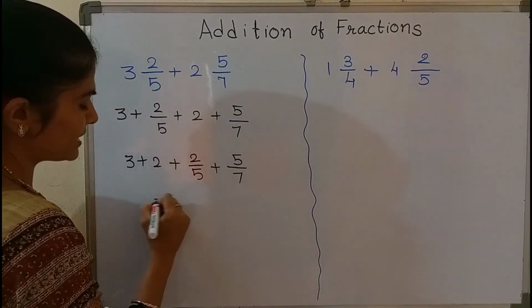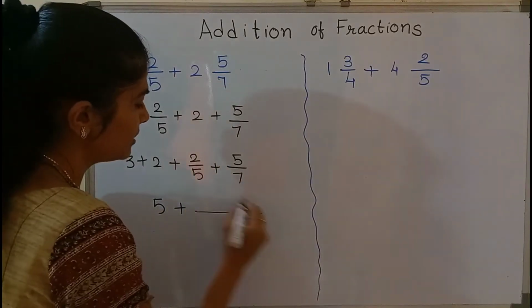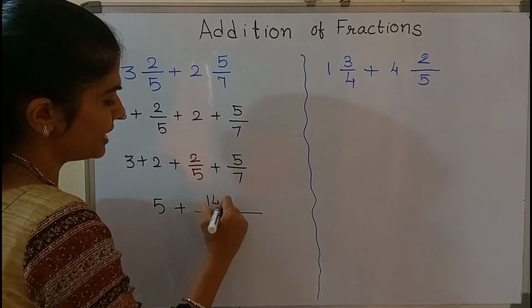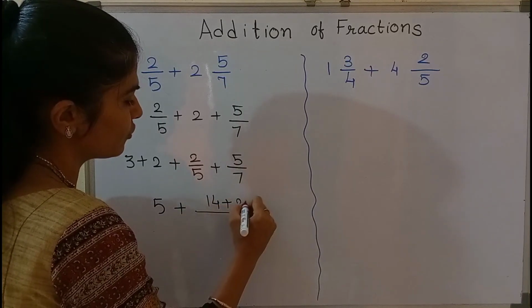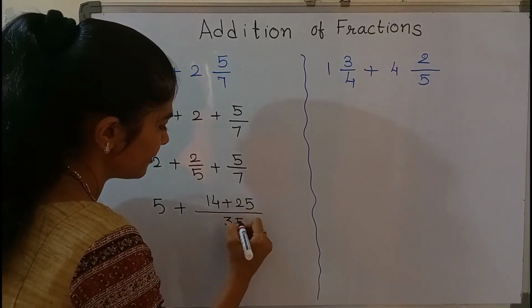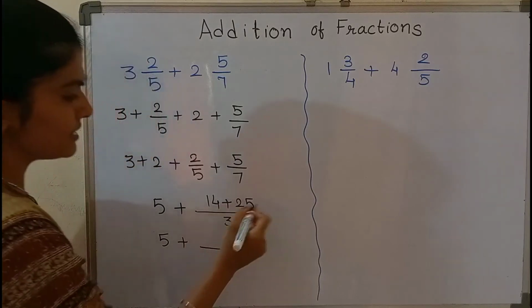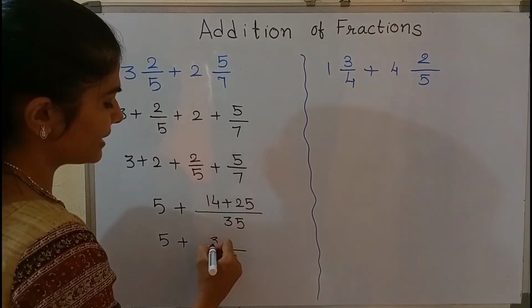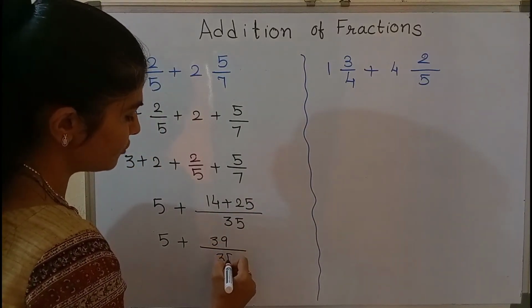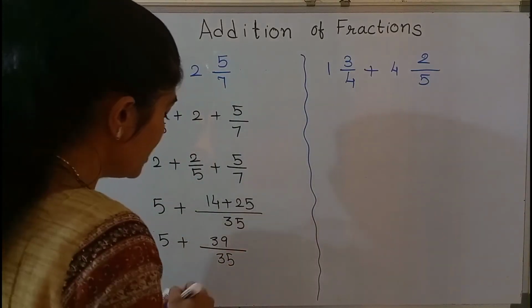Now 3 plus 2, which is 5. What do I need to do? Again, I need to do cross multiplication. So 7 2s are 14, 5 5s are 25, right? And 5 7s are 35, right? Now 5 plus, if I add these numbers, what do I get? I get 39 over 35. Friends, you know that again 39 is greater than 35, so I need to convert it into a mixed number.